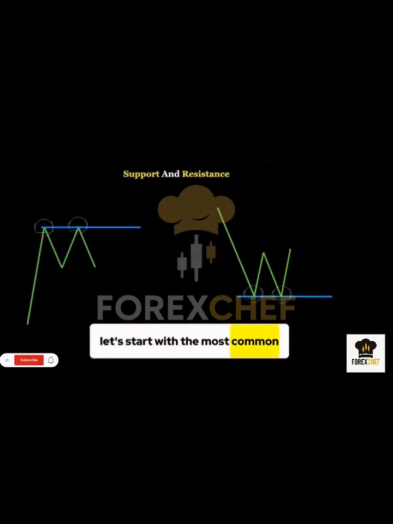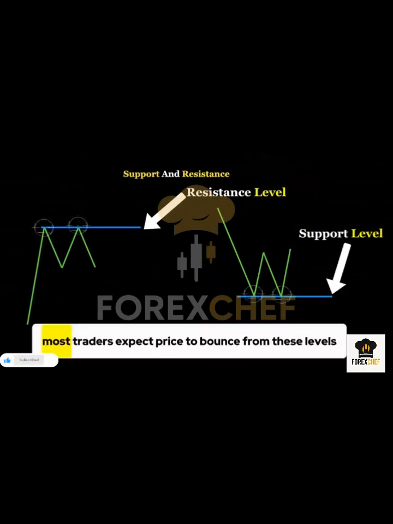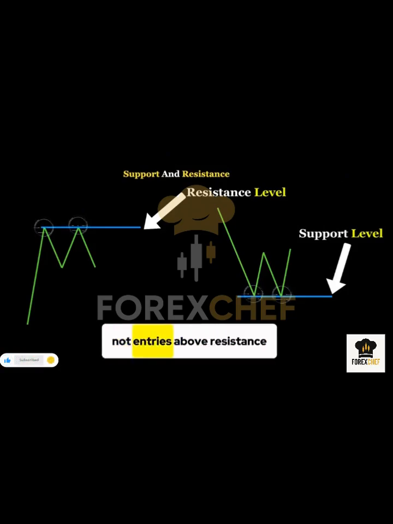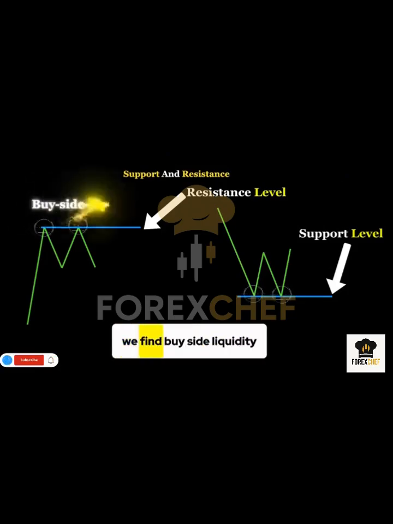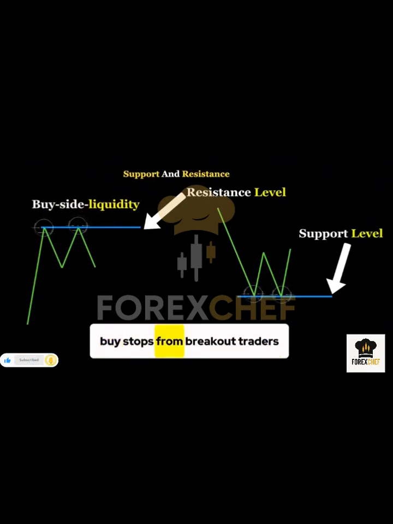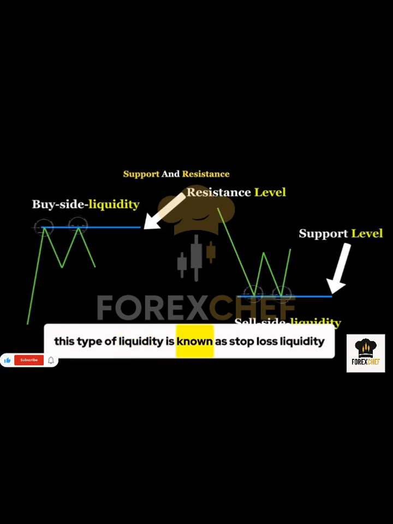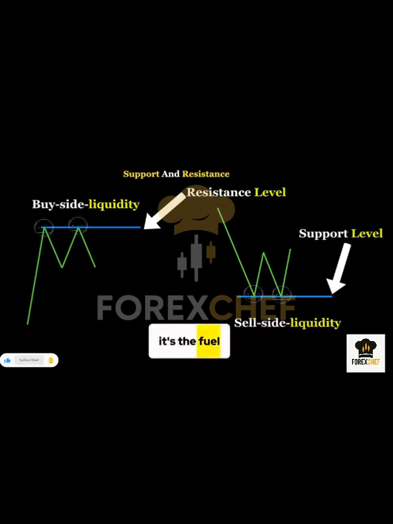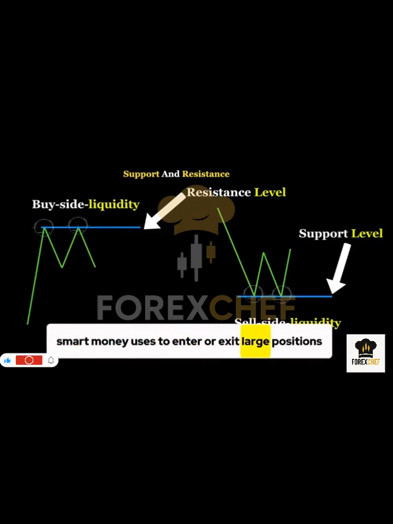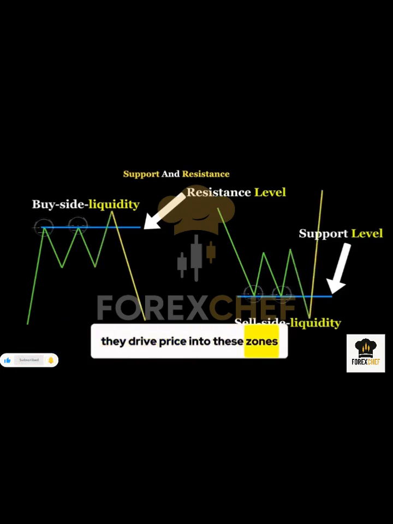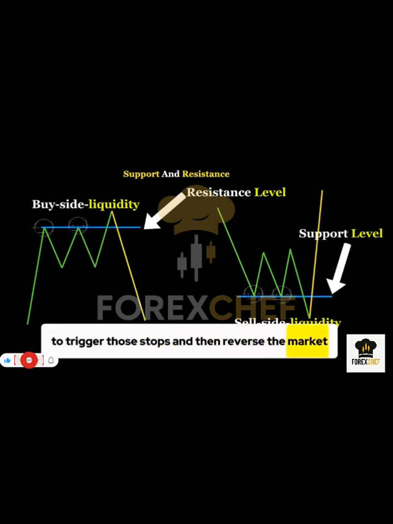Let's start with the most common, support and resistance. Most traders expect price to bounce from these levels. Smart money sees liquidity, not entries. Above resistance we find buy-side liquidity, buy stops from breakout traders, and stop losses from short sellers. Below support we find sell-side liquidity, sell stops from long traders, and breakout entries from sellers. This type of liquidity is known as stop-loss liquidity. It's the fuel smart money uses to enter or exit large positions. They drive price into these zones to trigger those stops and then reverse the market.